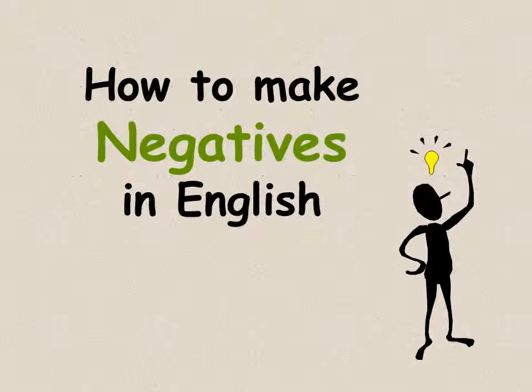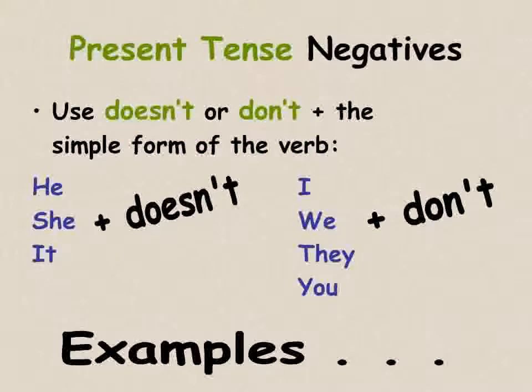This is a presentation on how to make negatives in English. To make negatives in the present tense, you have to use doesn't or don't plus the simple form of the main verb. Use he, she, or it with doesn't, and use I, we, they, or you with don't.